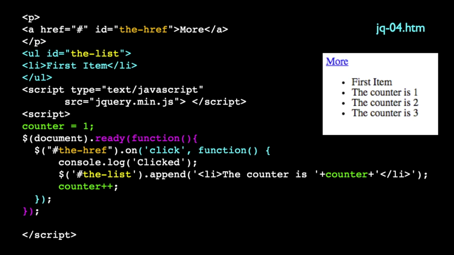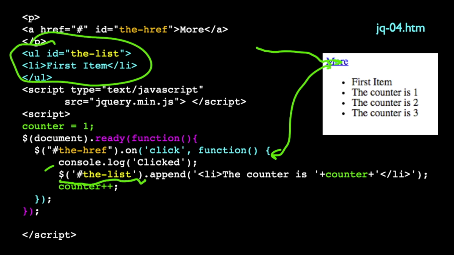So now let's walk through what happens when we click on more. We click on more, and jQuery has registered an event for us that says run this code. And so that's what it does. It jumps in and runs that code. Console log clicked, counter ++, you know what that is. So then what we're going to do is we're going to go grab that unordered list. That's this unordered list. And then we're going to call on that jQuery element the append method, and we're just going to give it some text.